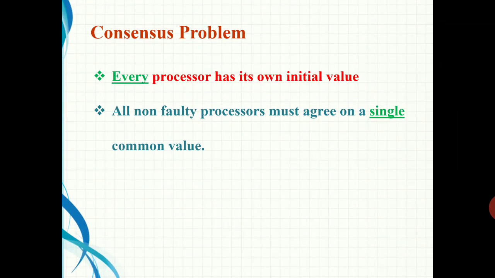Then come to the second agreement protocol, the consensus problem or protocol. In this agreement protocol, every processor has its own initial value, and all non-faulty processors must agree on a single common value. In the previous case, only a single node is initialized with a value. In the case of the consensus problem, every process has its own initial value, and all non-faulty processors must agree on a single common value. That is the idea.